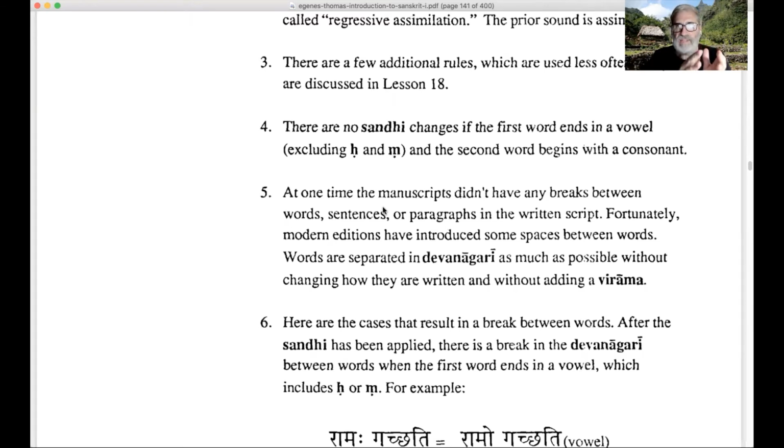Right? So if the first word ends in a consonant and the second word begins with a vowel, no problem. Just put them together. Nothing changes. If the first word ends in a vowel, and the next one begins with a consonant, put them together. That's it. So vowel and consonant, they go together, no problem.